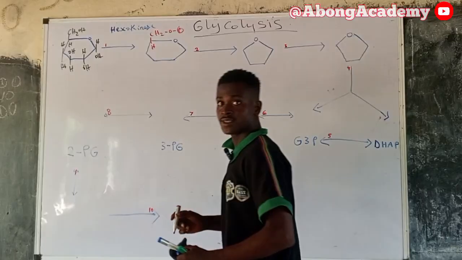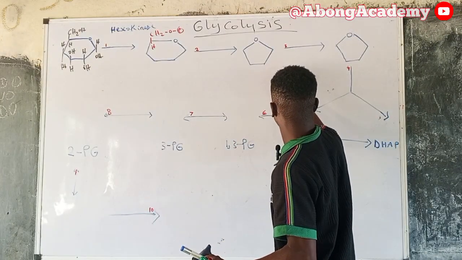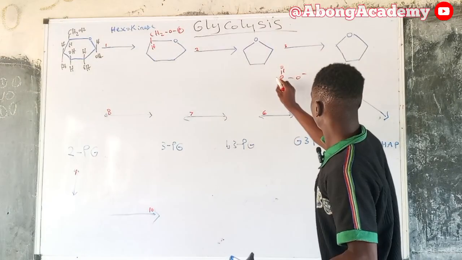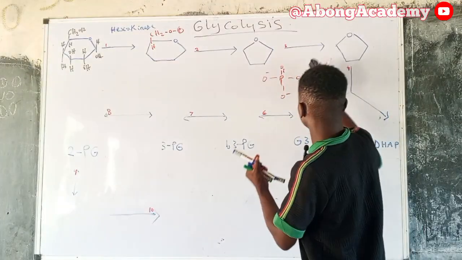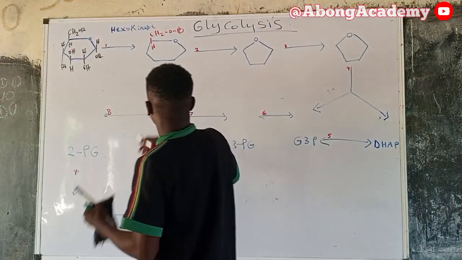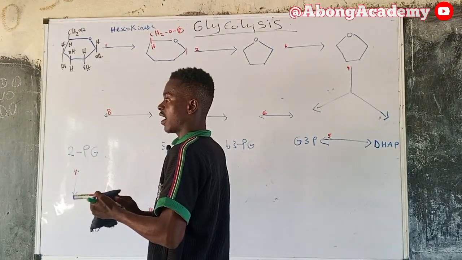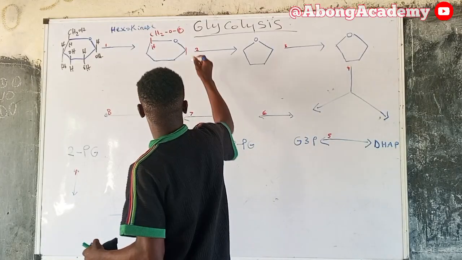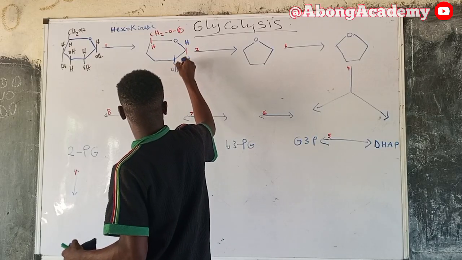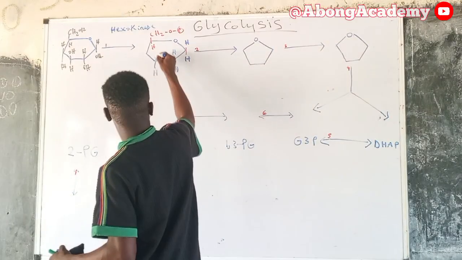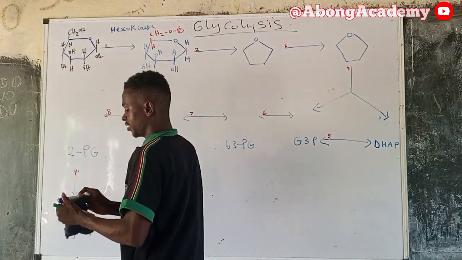Let's use P to represent the phosphate group. The structure of the phosphate group is like this. Now, hexokinase is the enzyme that catalyzes the first step, and this enzyme is very, very important. ATP is required in this reaction.